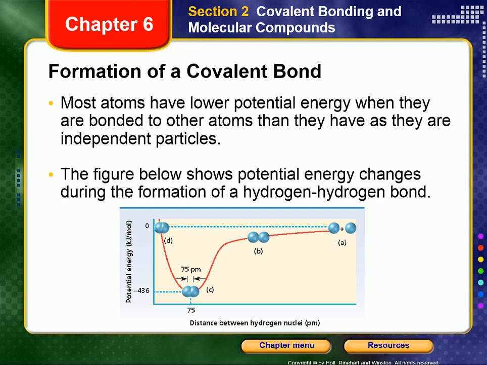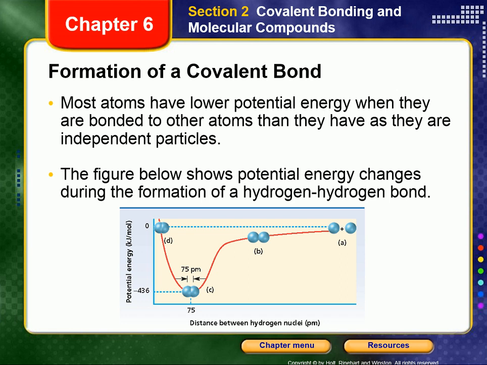As you read in Section 1, nature favors chemical bonding because most atoms are at lower potential energies when bonded to other atoms than they are as independent particles. In the case of covalent bond formation, this idea is illustrated by a simple example, the formation of a hydrogen-hydrogen bond. Picture two isolated hydrogen atoms separated by a great distance, a distance large enough to prevent them from ever influencing each other. At this distance, the overall potential energy of the atoms is arbitrarily set to 0, as is shown in Part A of Figure 6-5 on page 165 of your text or on the screen now.